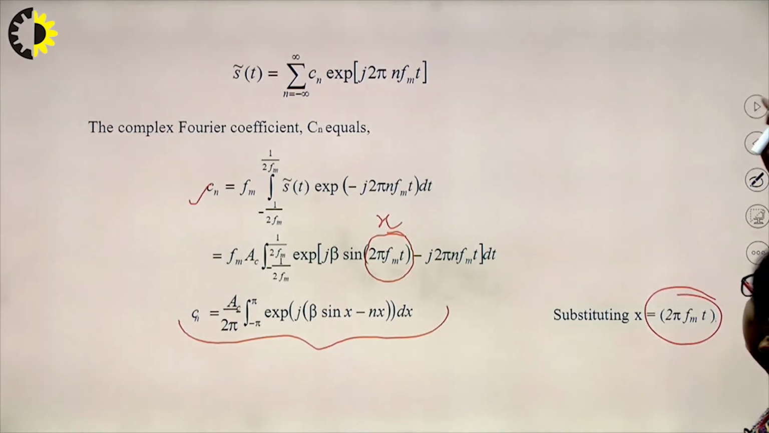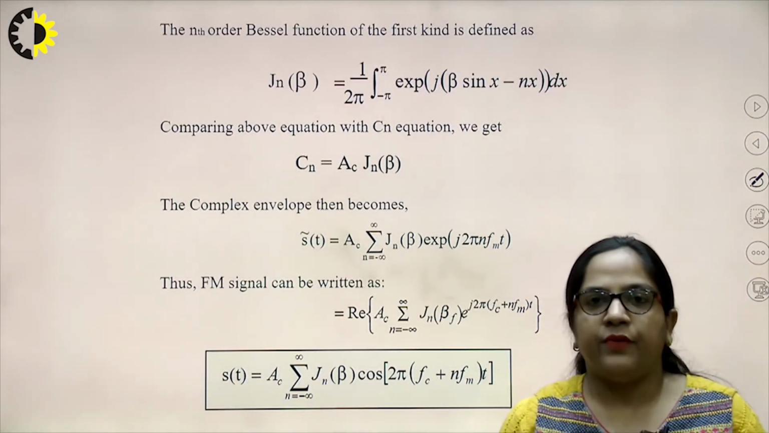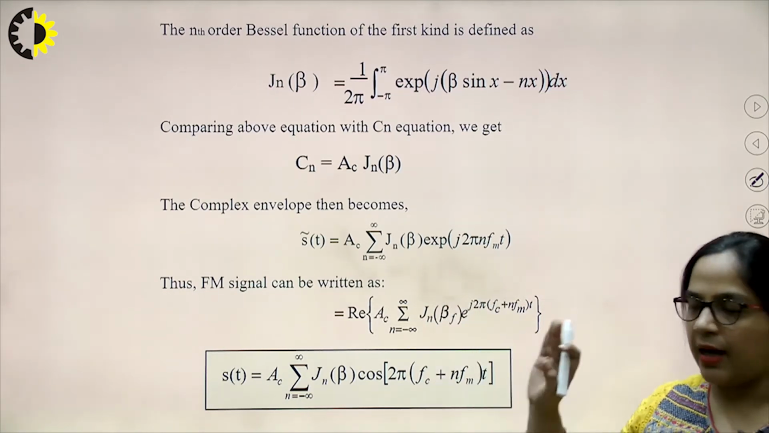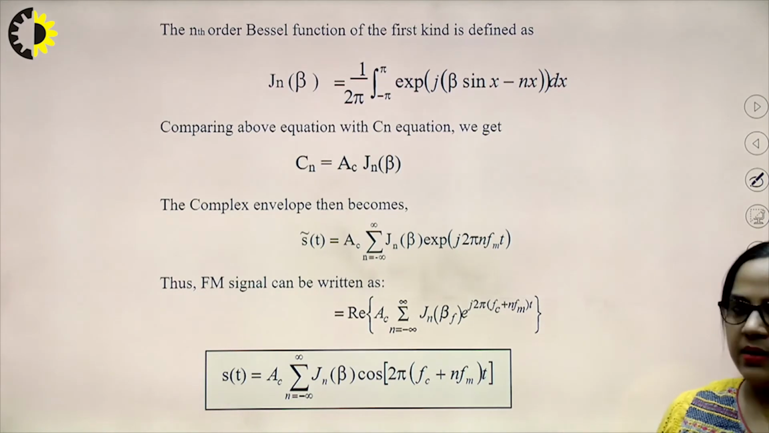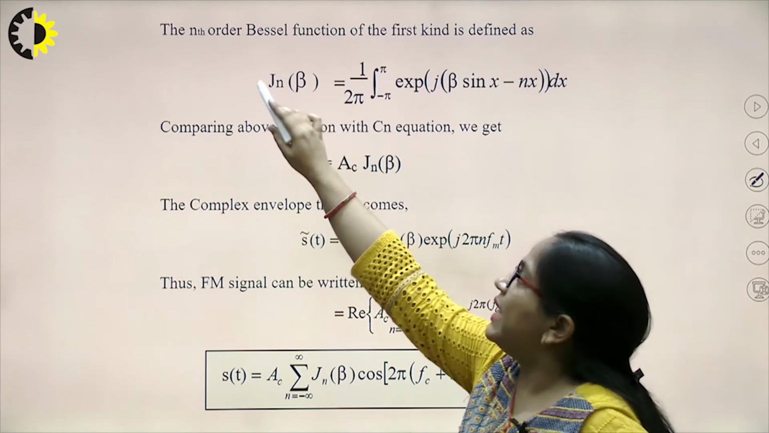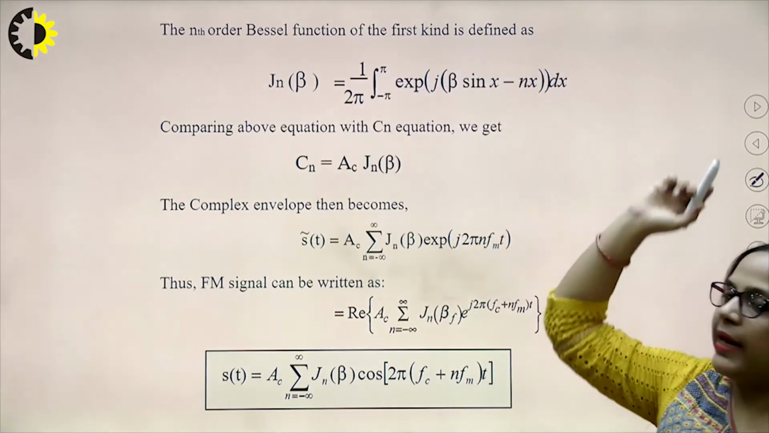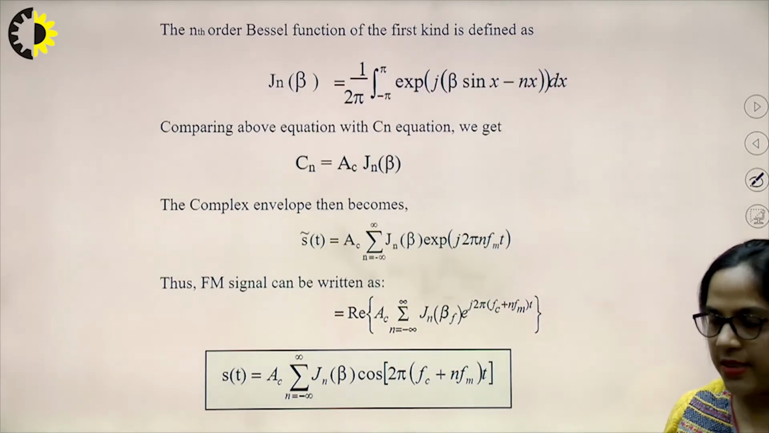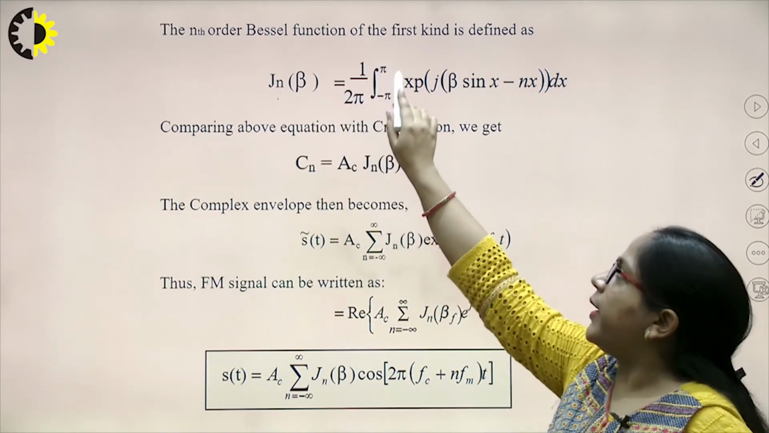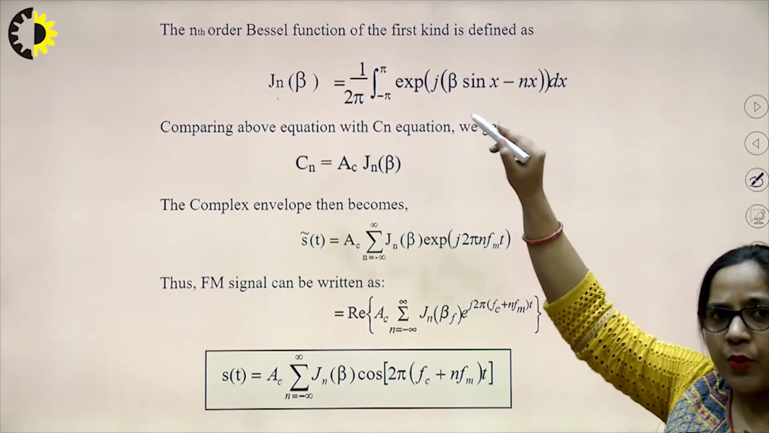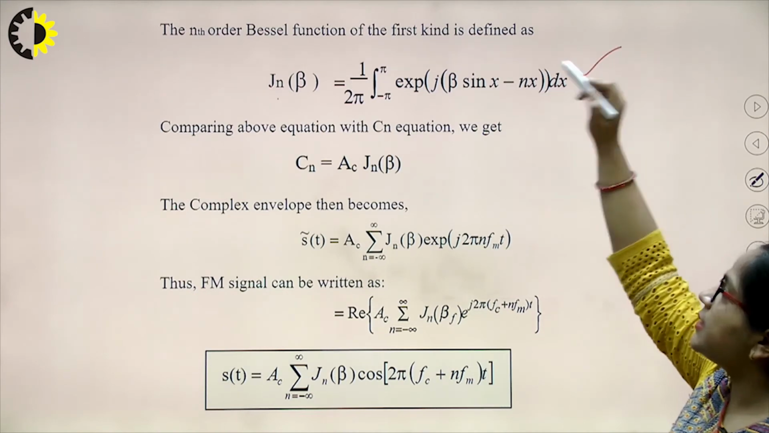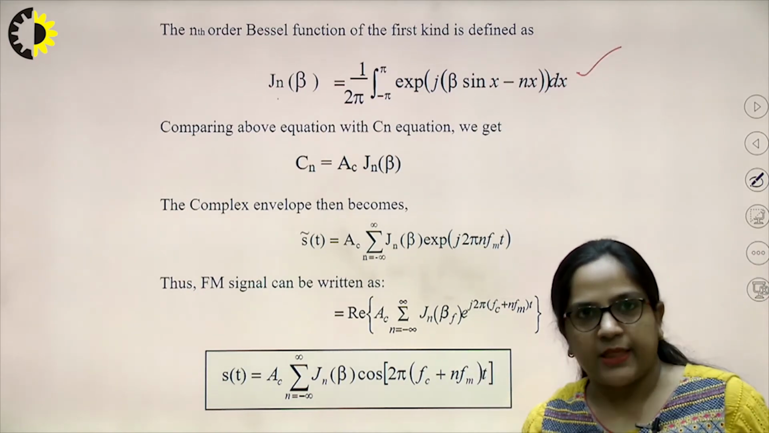Now, we are going to use another function in this derivation, that is called Bessel's function. What is Bessel's function? We will discuss the Bessel function after completing the derivation. The nth order Bessel function of the first kind can be defined as Jn of beta is equal to 1 upon 2 pi times the integral from minus pi to pi of exponential of j beta sin x minus nx dx. This is how we represent the nth order Bessel function.